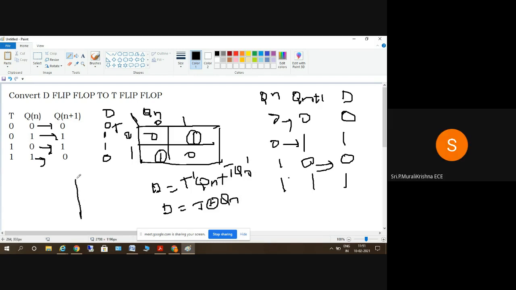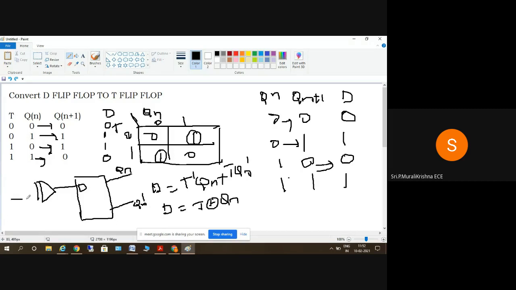Yes, sir. So I need to convert d flip flop to t flip flop. So I'll be having a single input d here, and this is q of n, and this is q of n bar. Okay. So what I need is an exclusive OR gate. Yeah, I'll be using an exclusive OR gate. Okay. And what I need is t exclusive OR of qn. So I'll be having one of the inputs as t here.